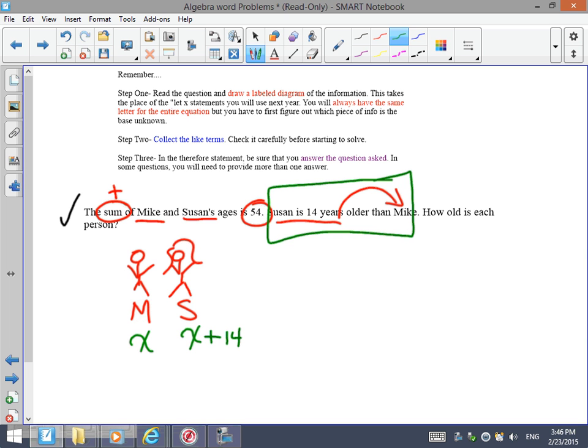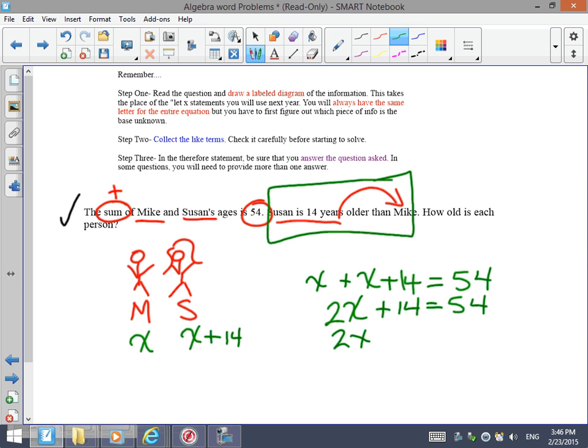When I go to write this as an equation, that there is Mike. I'm going to add in Susan right here, and remember, it was sum, so that's how I knew I was adding, and together this whole thing is going to be 54. The solving is not the hard part. We have to remember to collect our like terms, and once we get to this stage, so many of you are so confident doing it.